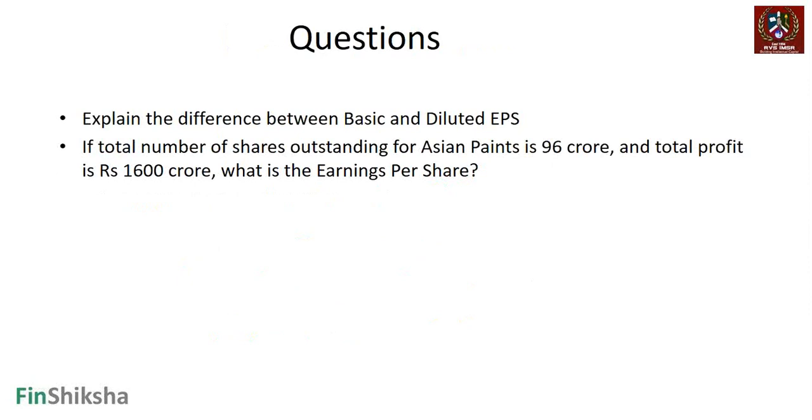A couple of questions as we end this particular section video. Explain the difference between basic and diluted EPS. And if the total number of shares outstanding for Asian Paints is 96 crore and total profit is 1600 crore, what is the earnings per share for them?